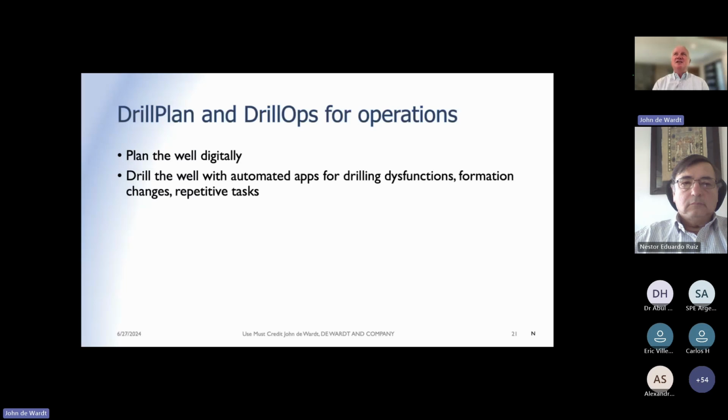And that has an advantage because once it's digitized, you have the ability to then transfer it to the rig automated system in a digitized manner and get rid of PDF files, get rid of Excel spreadsheets, just super streamline the system and make it more accurate instead of people picking up and copying things. And so their idea is to drill the well with automated apps for the drilling dysfunctions, formation changes, repetitive tasks, etc. So it's combining these two systems together.